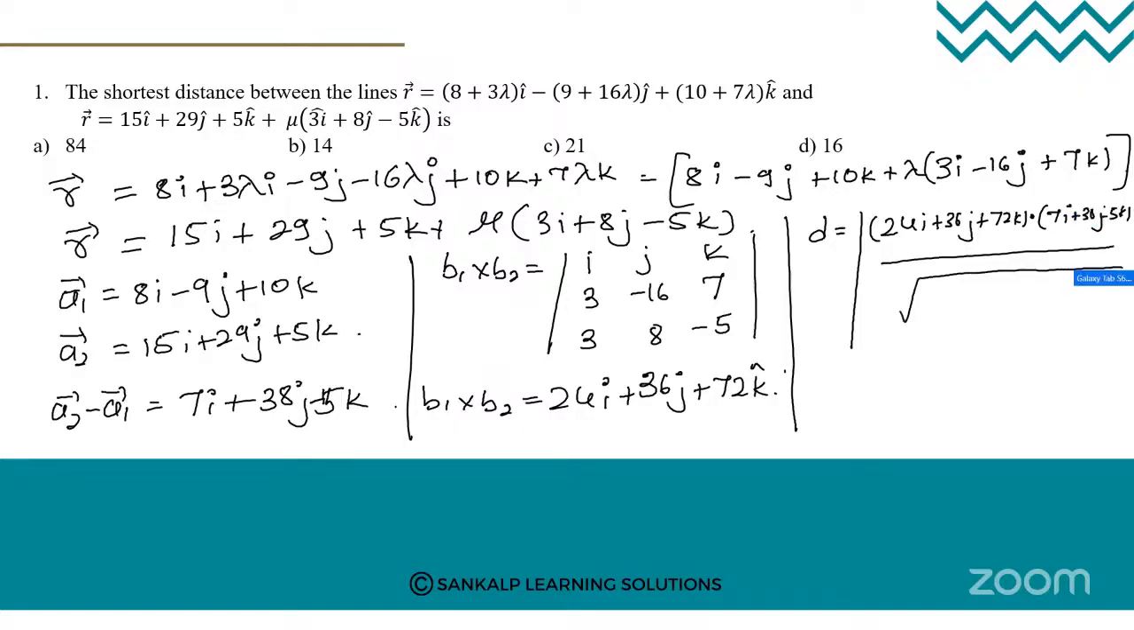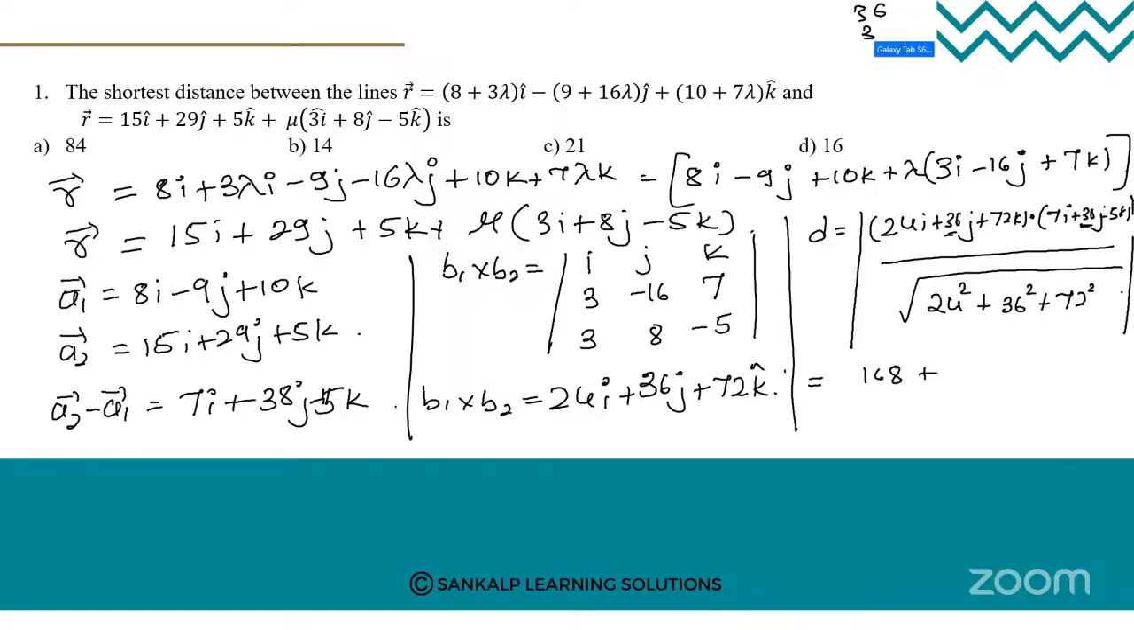So this is 24 square, 36 square, 72 square. Okay, so this is little time consuming. So this is 24 into 7, 168. 36 into 38. Okay, too much time consuming.